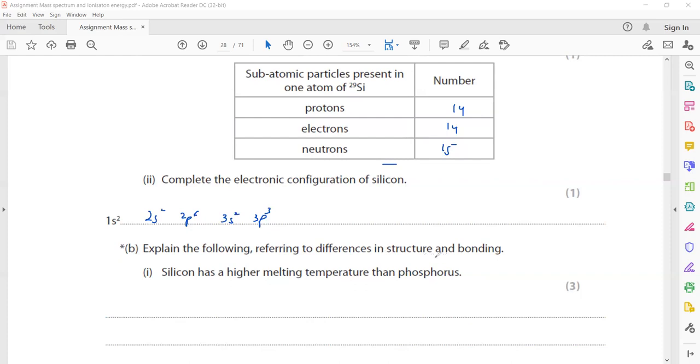Explain in terms of structure and bonding why silicon has a higher melting point than phosphorus. So silicon is in group 4, so it will be a macromolecule. Phosphorus will be a simple covalent structure. Stronger bonds, more energy is needed. Whereas in phosphorus, the bond will be weaker, so a small amount of energy can break these intermolecular forces.